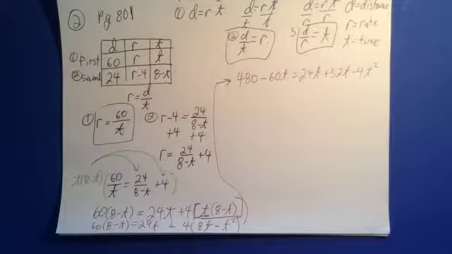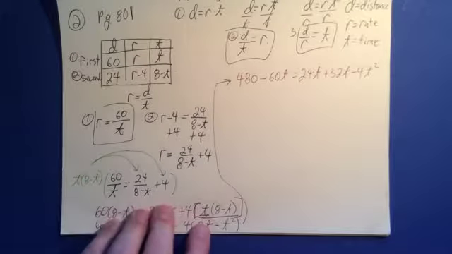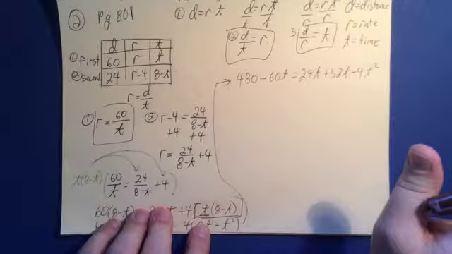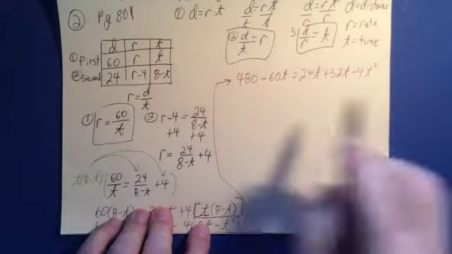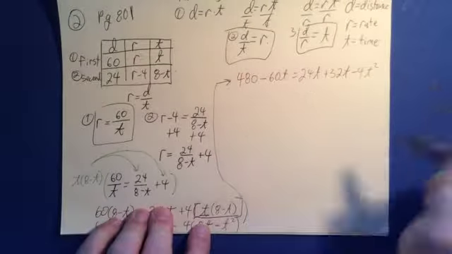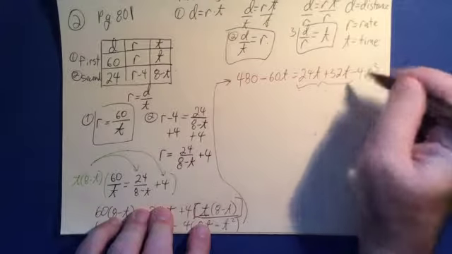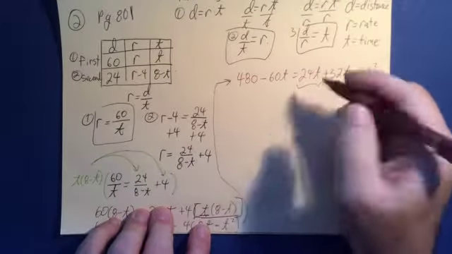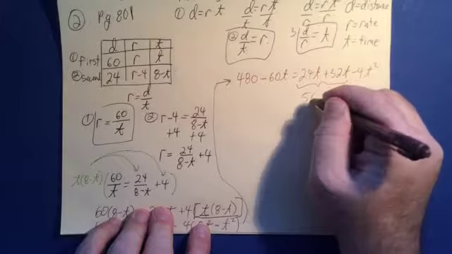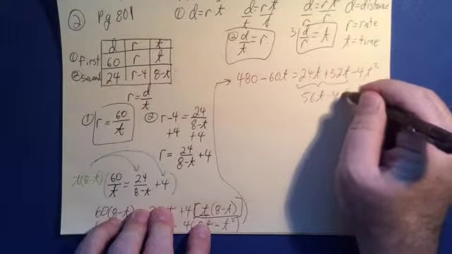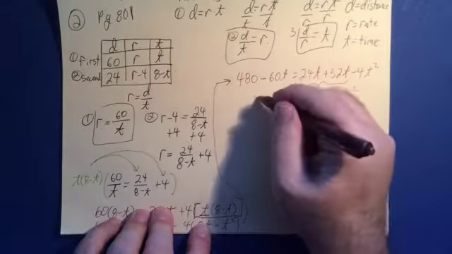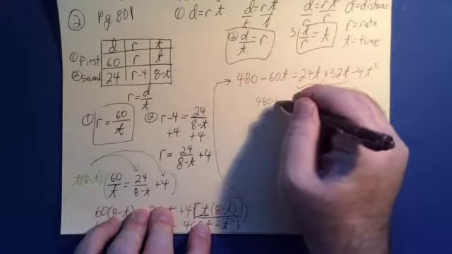After we distribute now, we need to combine like terms. And we do that on each side of the equation, not across it, just on each side. Here, there's nothing to combine. Over here, we have 24 plus 32, so that's going to produce for us 56t minus 4t squared, and that's going to equal 480 minus 60t.